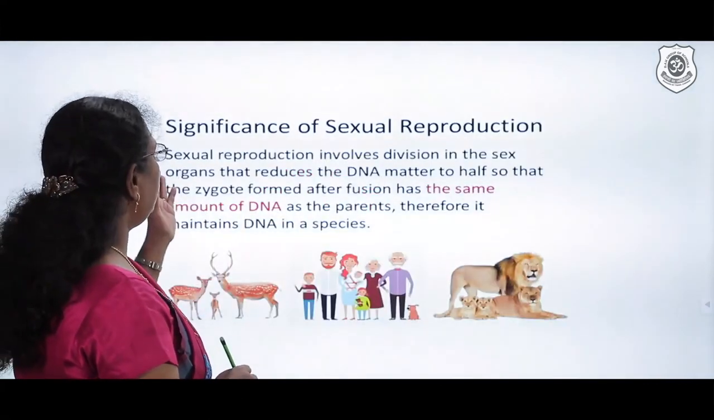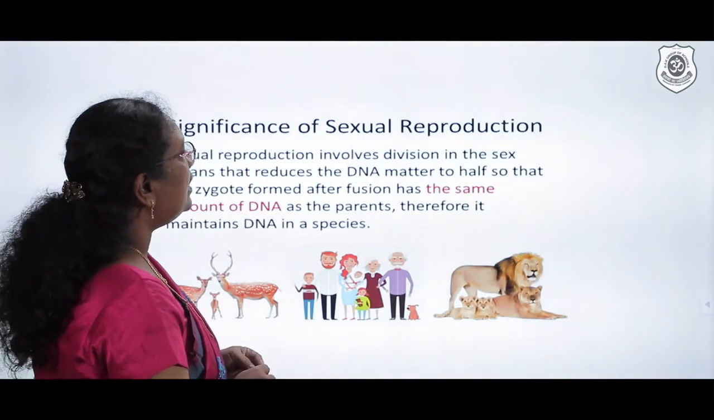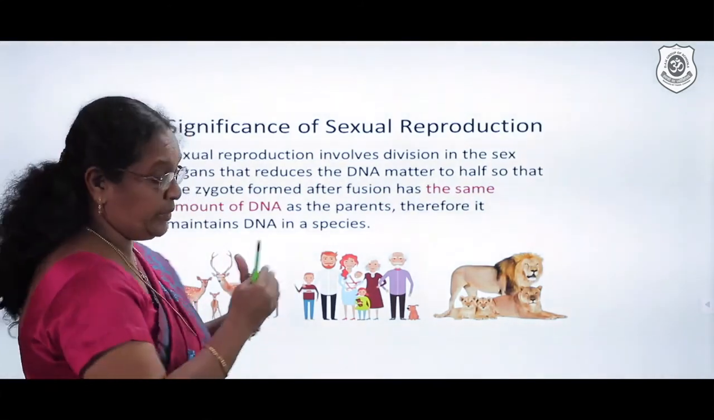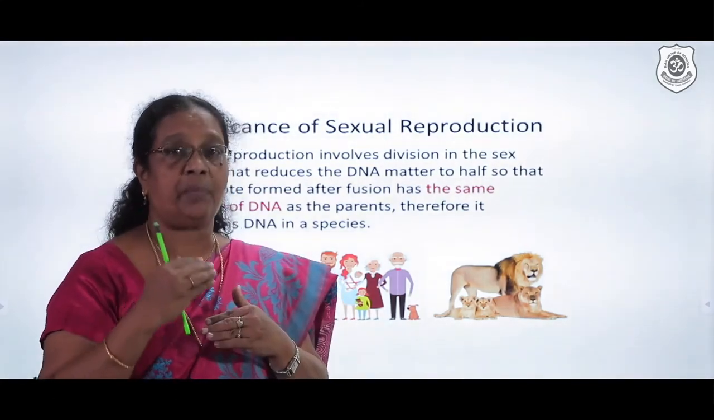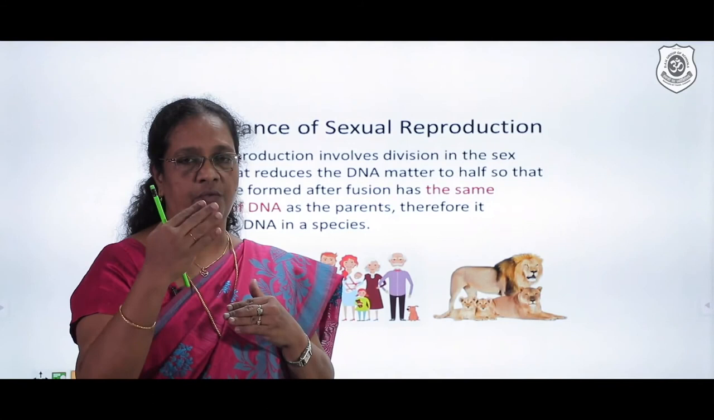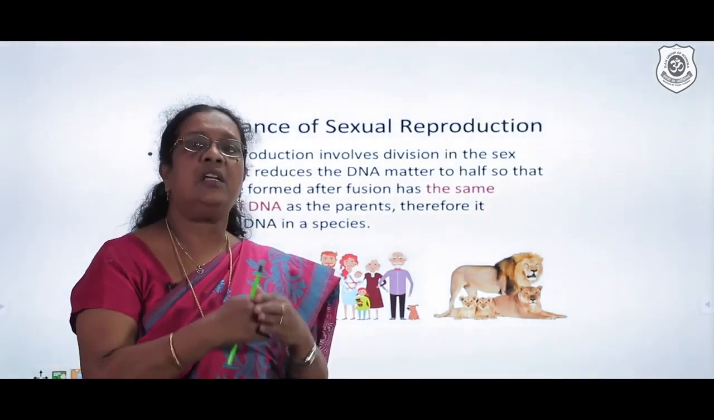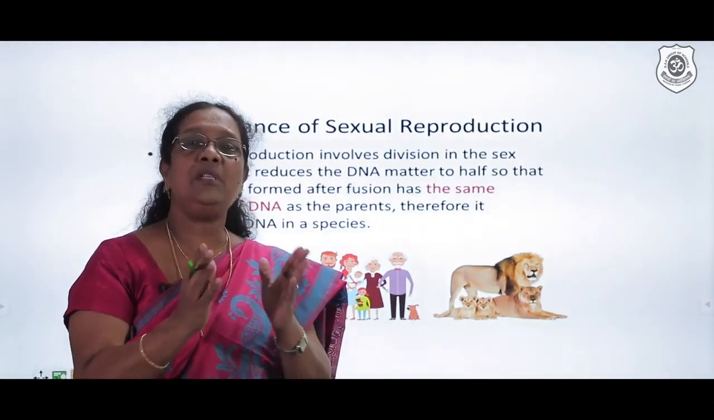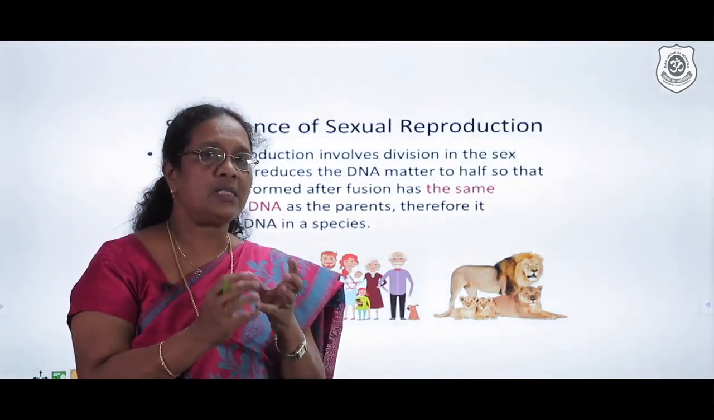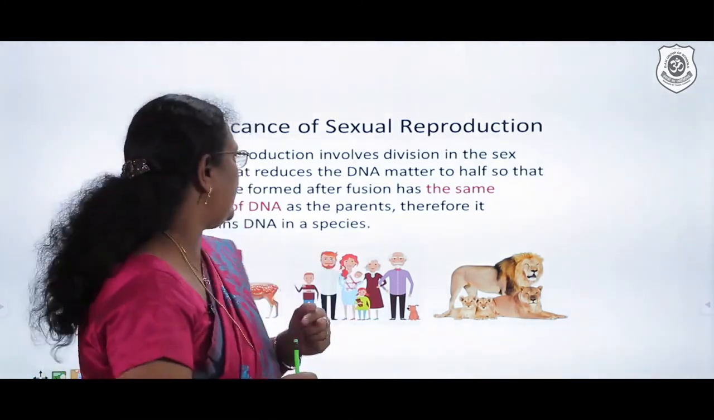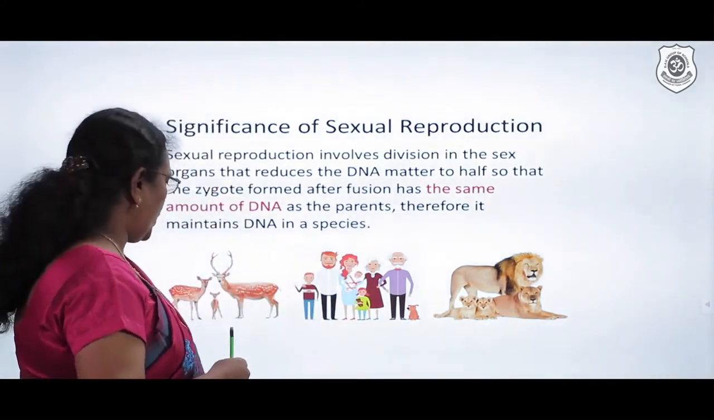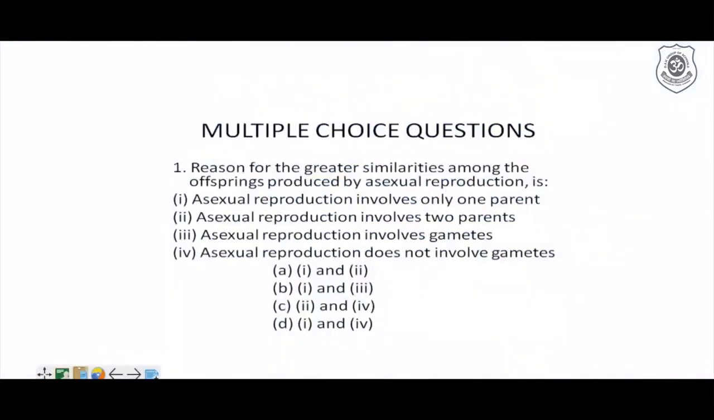The last bit, we find sexual reproduction involves division in the sex organ that plays a major role. The DNA number has to be balanced. So in the sex organs, the number of DNA is divided. So when two different gametes fuse together, the zygote maintains the same number of chromosomes as that of the parent. So this is what we see, and we will just quickly go ahead with one multiple choice question, recollecting what we have just studied so far.